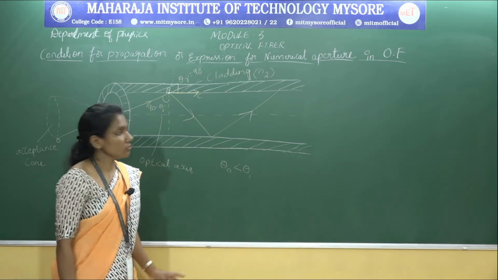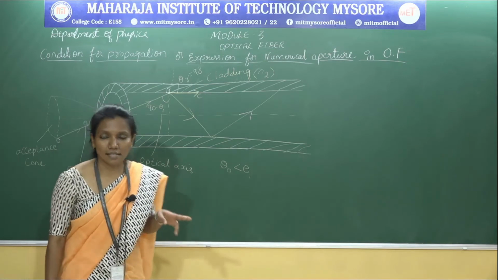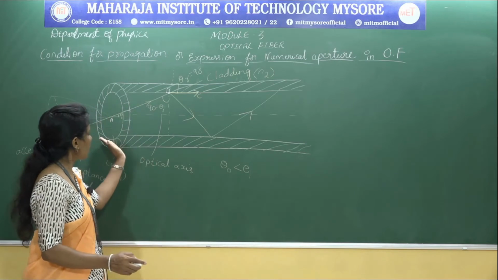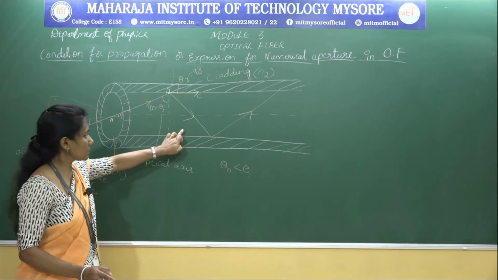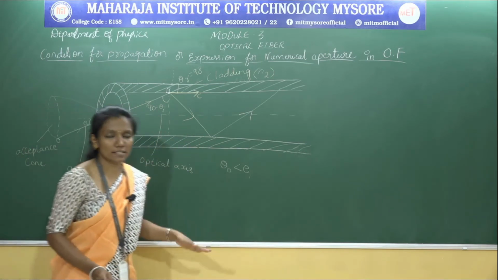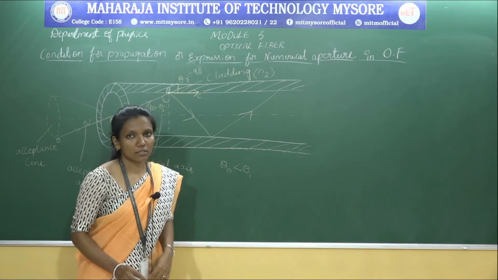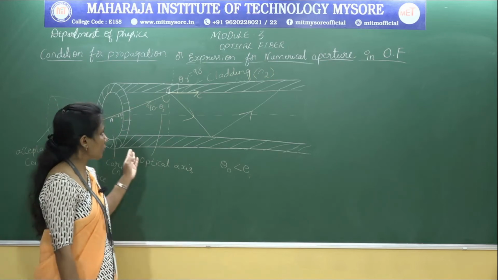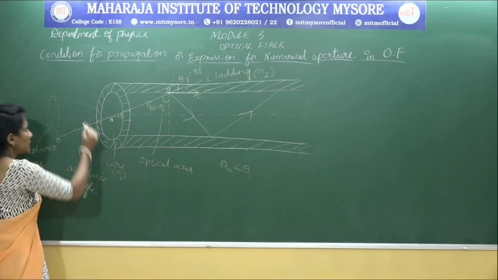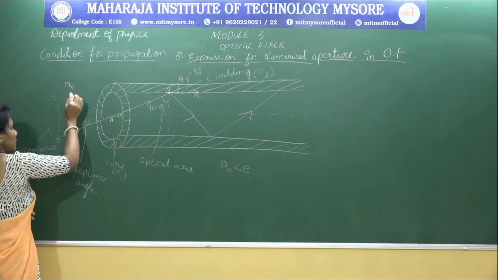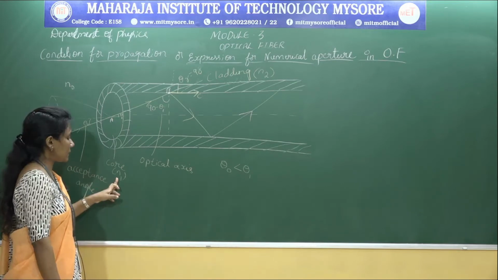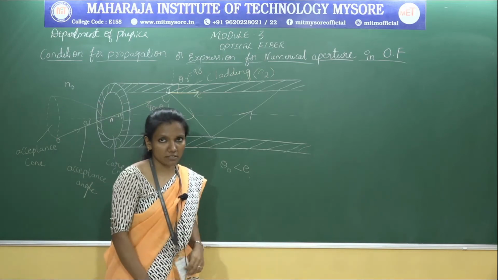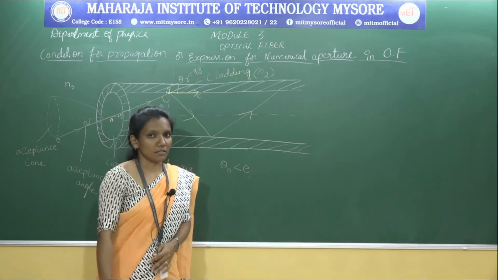For that we have to apply Snell's law, from the rarer medium to the denser medium. First, let us consider N0, the refractive index of the surrounding medium, N1, the refractive index of the denser medium, and N2, the refractive index of the rarer medium.